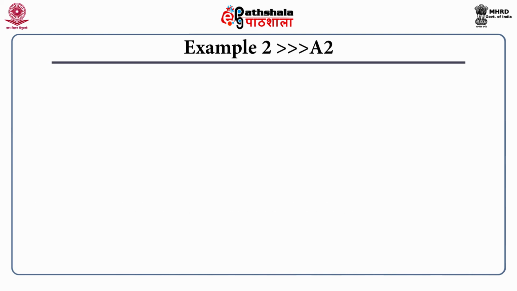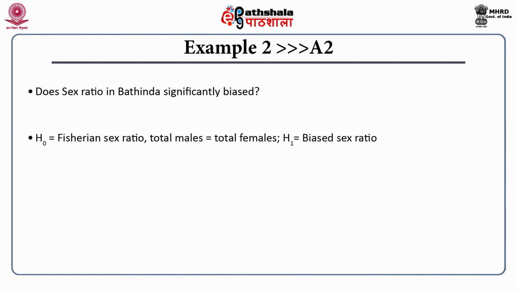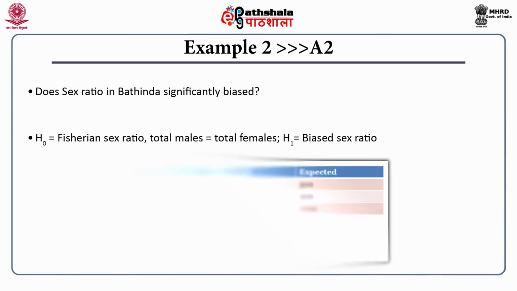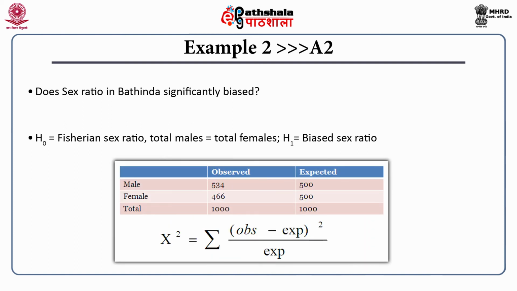Our next example is, is the sex ratio in Bathinda, Punjab, significantly biased or not? Here again our null hypothesis is the Fisherian sex ratio. The model is that the sex ratio is not biased, so that means 0.5. So 50% are male while 50% are female, so total males are equal to total females. That is our null hypothesis, while our alternate hypothesis is that the sex ratios are biased. It's not really equal. It's unequal.